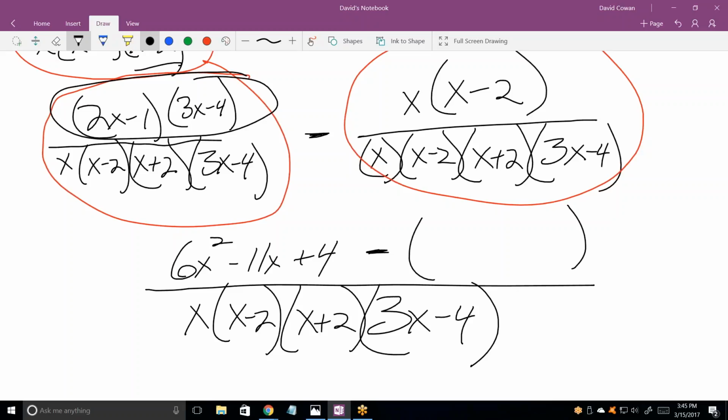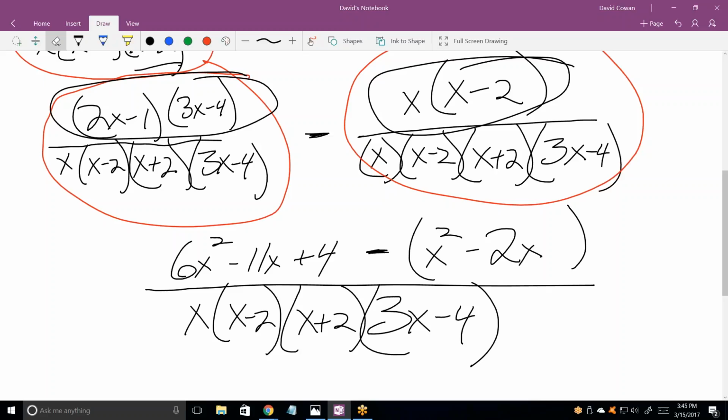What goes in the right numerator? The right numerator, would that be the 1? Well, multiply those two together. That's all it is. Oh, so it's x squared minus 2x. Yeah, but notice why I put parentheses around it. Because it's a negative sign right there. So when I go to remove those parentheses, it changes the sign on the minus 2x, and it becomes a plus 2x.